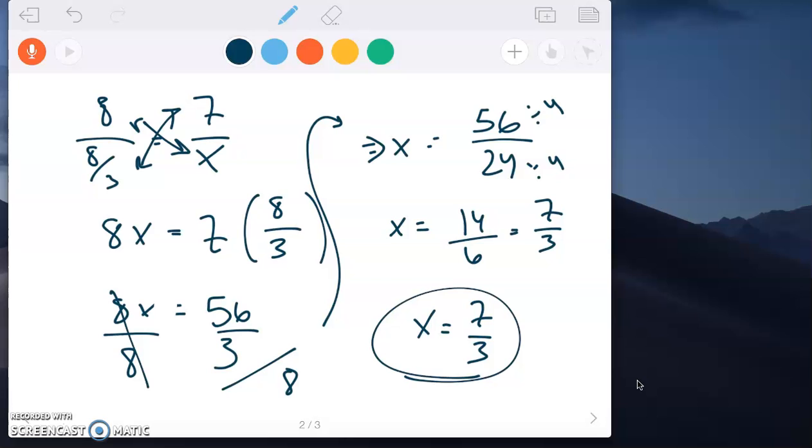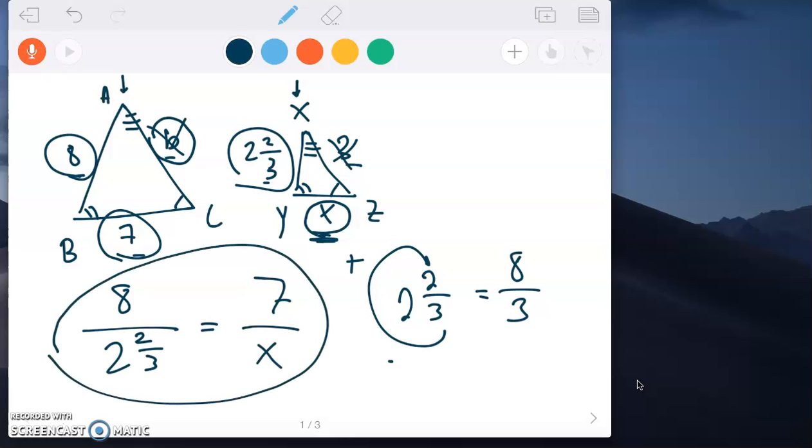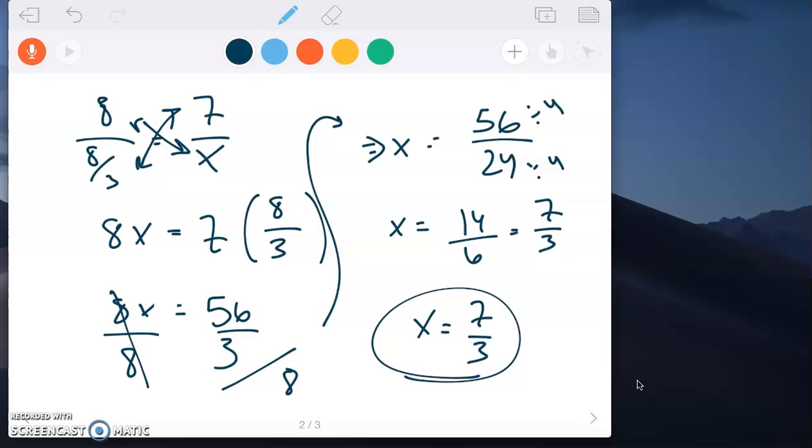But let's go ahead and double check that. Let's plug it back into our equation here. So 8 over 8 thirds is 3. And then we have 7 divided by 7 thirds, and that also gives us 3. So it checks out. So that means that the answer is X equals 7 over 3.